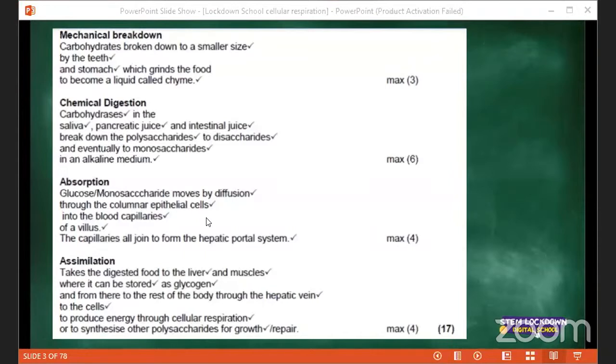Okay, and then when we look at assimilation, it says it takes the digested food to the liver and the muscles where it can be stored as glycogen, and from there to the rest of the body through the hepatic portal vein to the cells to produce energy through cellular respiration or synthesize other polysaccharides for growth or repair. And then the maximum marks that you can get for explaining assimilation is 4.